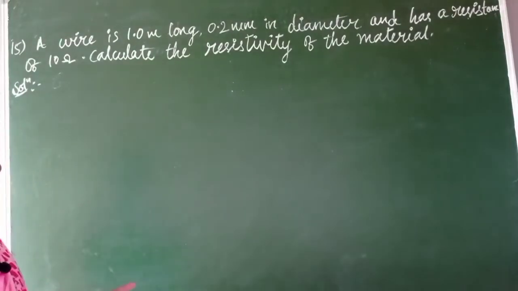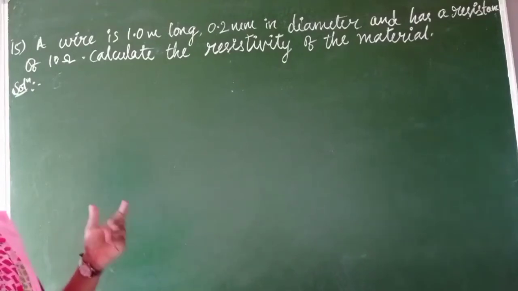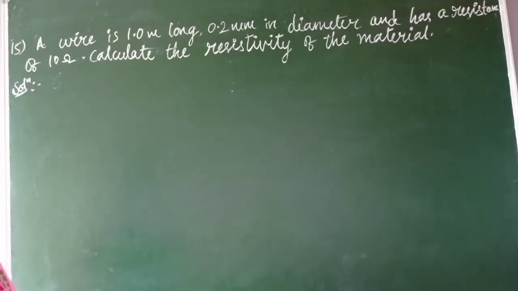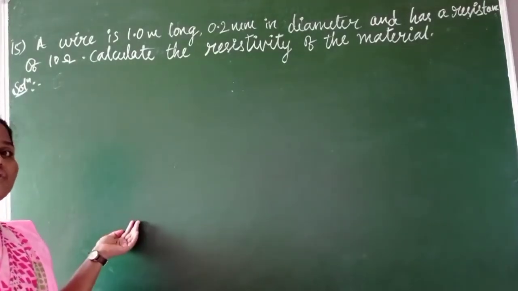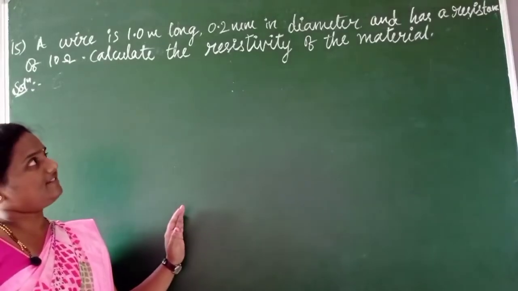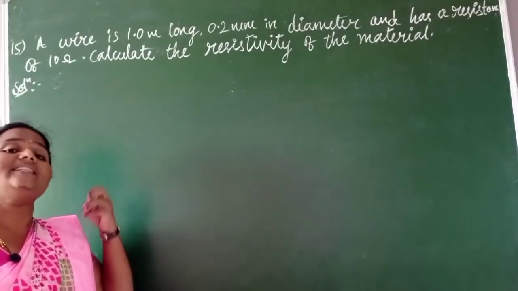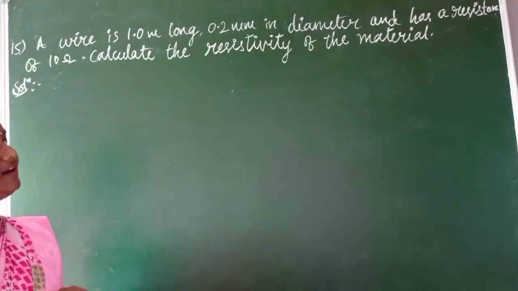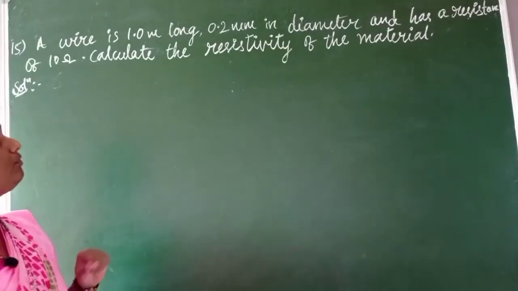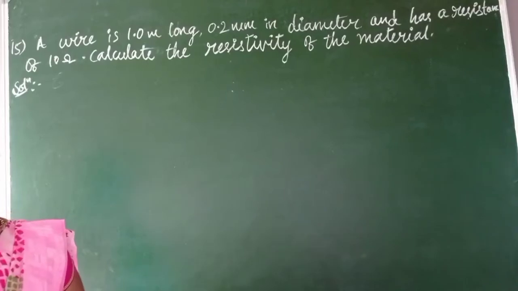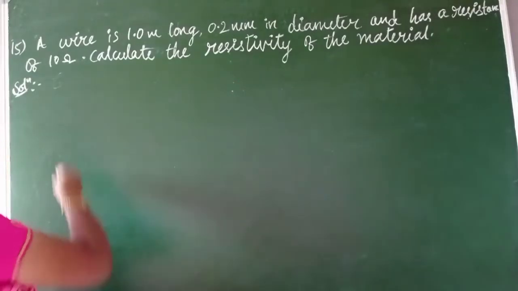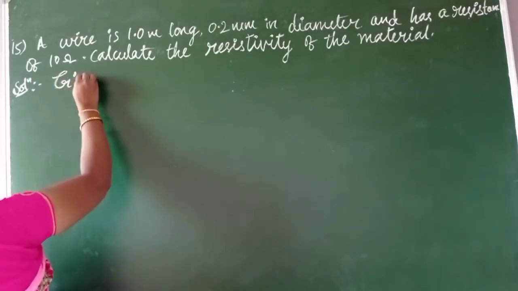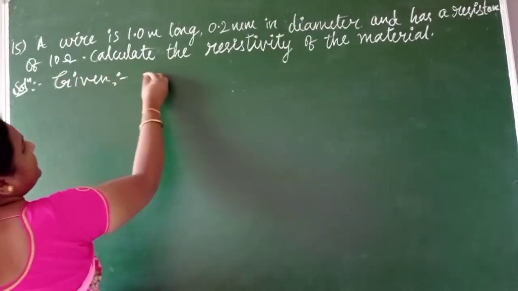A wire is 1 meter long, having a diameter 0.2 millimeter and has a resistance 10 ohms, calculate the resistivity of the material. Here, what are the things given, children? Length of the wire they have given, and diameter, meaning the thickness of the wire, they have given. Then resistance is also given. Then what do we want to know? The resistivity, that is the rho value we have to find out. Isn't it, children?